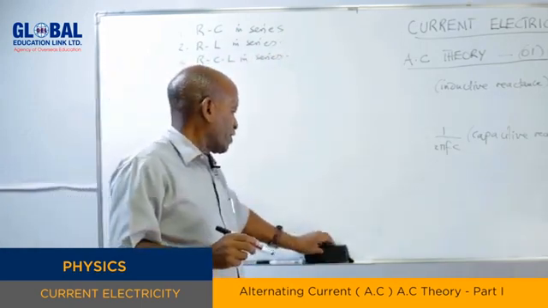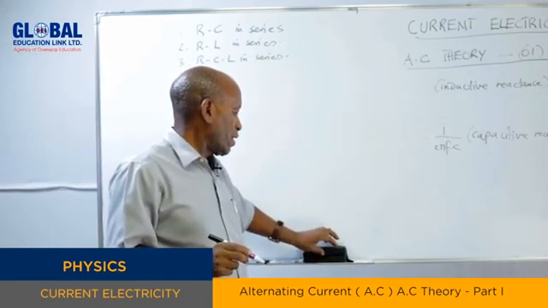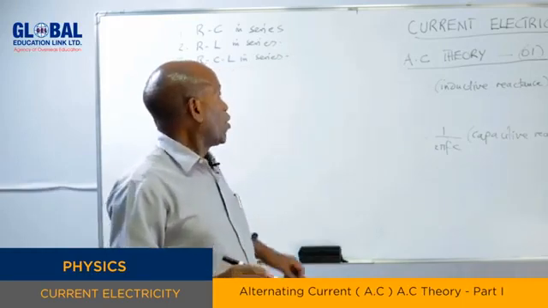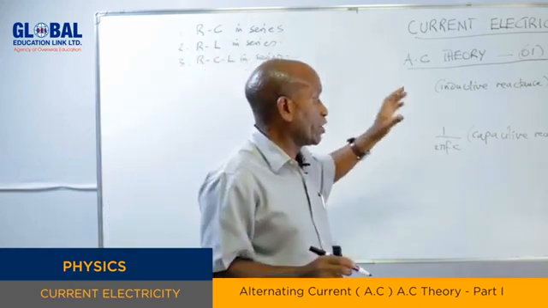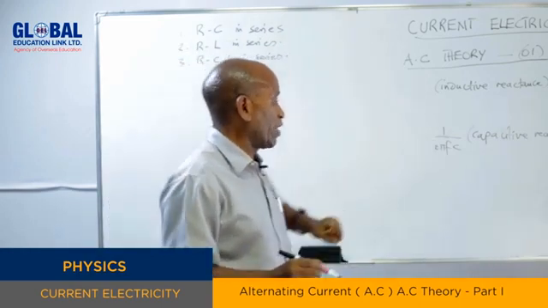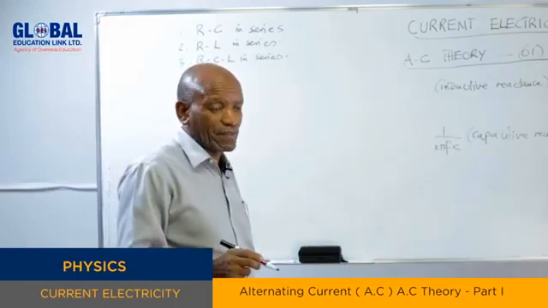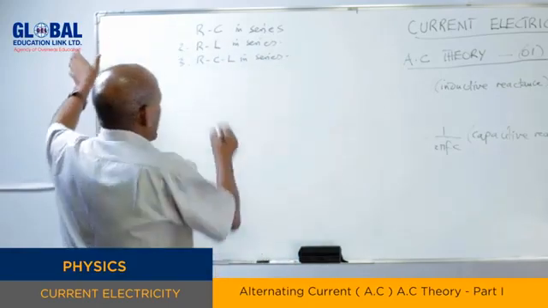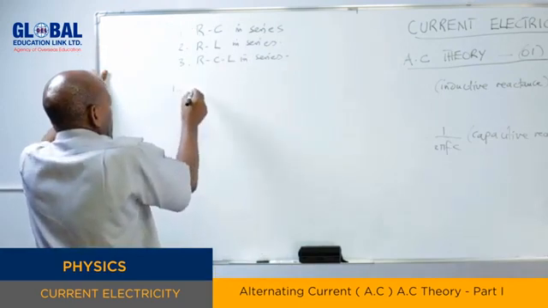Whenever they are connected in series, we see that the total opposition of the combination is not called a resistance, but what we call an impedance. So first of all, let us look at a resistor and a capacitor connected in series, starting with our first case.